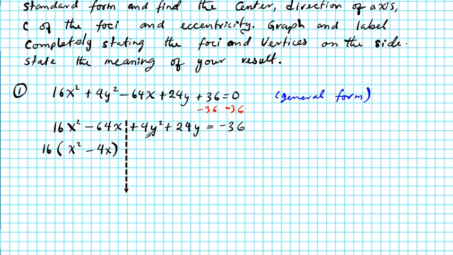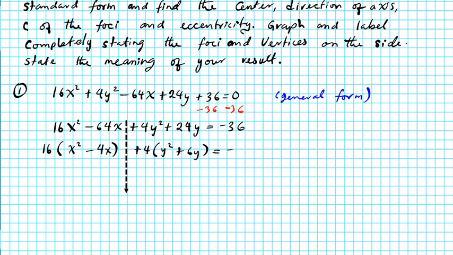And on this side, I'm going to factor out a 4, because I don't need any coefficient with this y squared. If I factor out a 4, it's as though I'm dividing by 4, so I'll be left with y squared plus 6y.